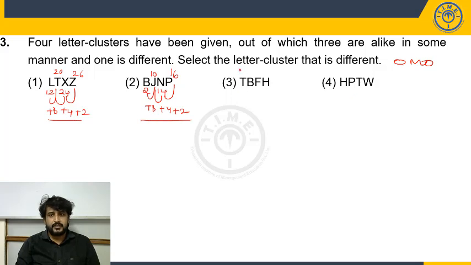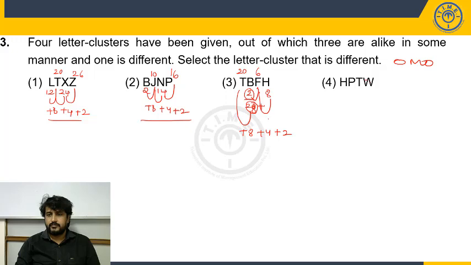Let's see here. T is 20, B can be written as 2 or 28, F is 6, H is 8. So 20 to 28, logic is plus 8, no change. 2 to 6 plus 4, so it is also same. And 6 to 8 plus 2. So in all these three cases, logic is same.